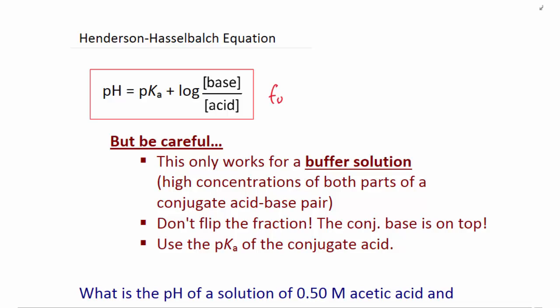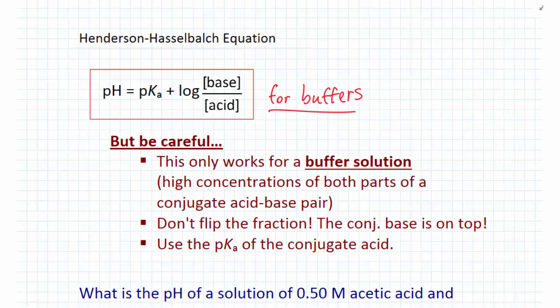We better write "for buffers" right there, because that is an equation that is just begging to be misused. And there are a lot of complicated circumstances we're going to talk about, like adding a strong base to a weak acid solution. Different things happen, and we have to take that step by step. This is only when we have an established buffer solution. Don't flip that fraction, even though before we had that fraction upside down, we were doing the minus log. So this equation will always be shown as plus log of the conjugate base over the conjugate acid.